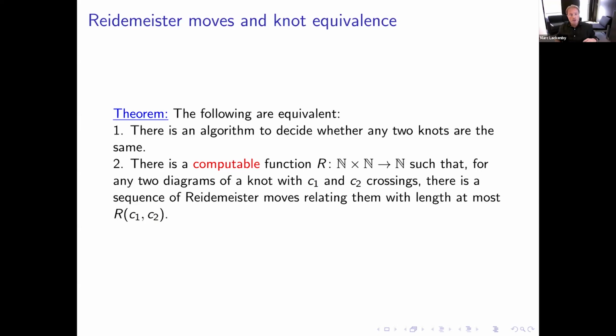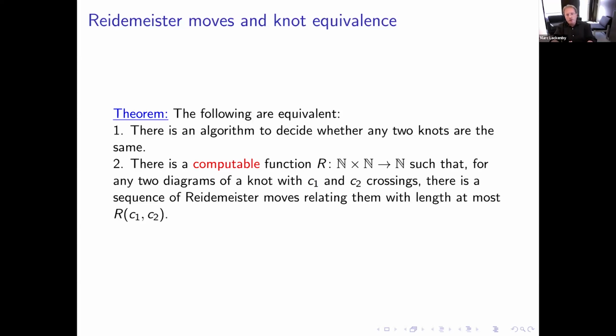The converse is also not very hard. So suppose I have an algorithm to decide whether two knots are the same. How do I create this computable function R? Well, how would I compute R of C1, C2? Well, I would just enumerate all knot diagrams with C1 and C2 crossings. I would then take those knots and divide them into groups according to their knot type. And I can do that by the hypothesized algorithm. Then for each collection of knots, I've got them all of the same type. And so by Reidemeister's theorem, all of those diagrams differ by Reidemeister moves. And now I can just find those Reidemeister moves, just keep on trying. And that gives you a computer program then to find this bound on R of C1, C2. And that shows you that R is a computable function.